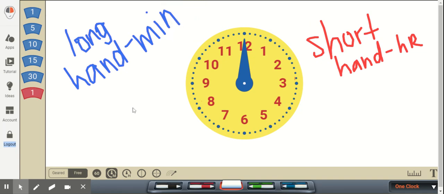Now, when we're talking about the minutes, I want you to think about this. I have an interval right here, and that is 1 minute. If I add another minute, that is now 2 minutes. Another minute is 3 minutes. Another minute is 4 minutes, and another minute is 5 minutes.